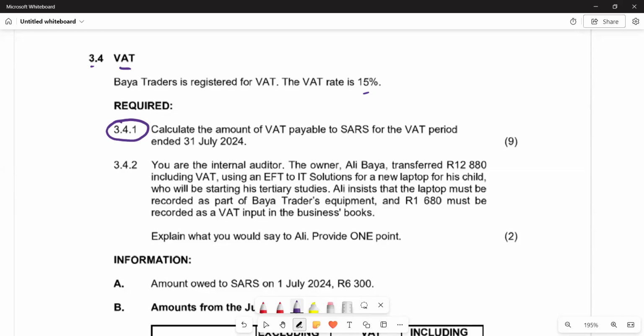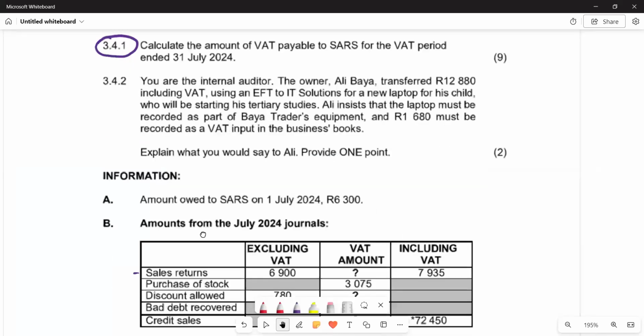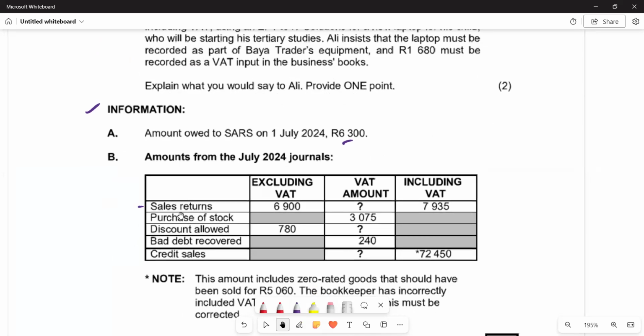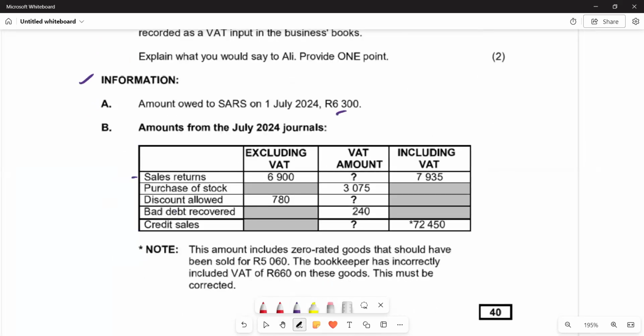So we are given information, so we can go down to check the information we are given, starting here. That's where we have got our information. We are given an opening balance: amount owed to SARS on 1 July 2024, we have 6,300. And then we are given amounts from the July 2024 journals, with a column for excluding VAT amount and including VAT. On the note part, we've got a star, which means this note is referring to this transaction, the including VAT amounts, which is for credit sales.